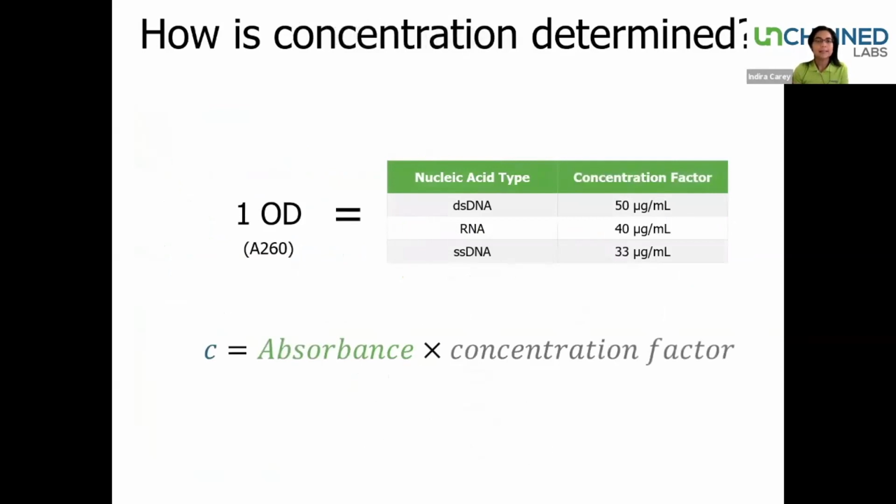For nucleic acids, an A260 reading of 1 taken using a cuvette with a path length of 10 millimeters translates into the concentration factors that are shown in the table. So calculating the concentration of a nucleic acid sample is done using the equation that's shown here. Lunatic software performs all of the necessary calculations and reports sample concentrations automatically.